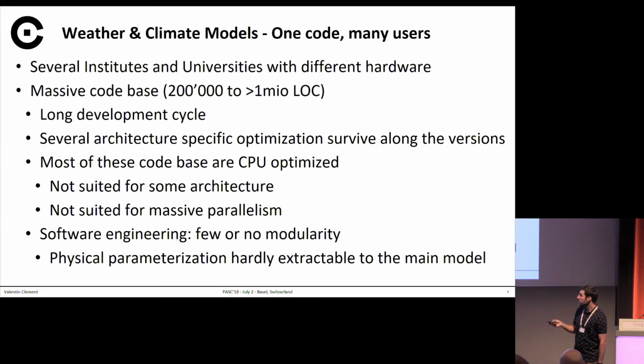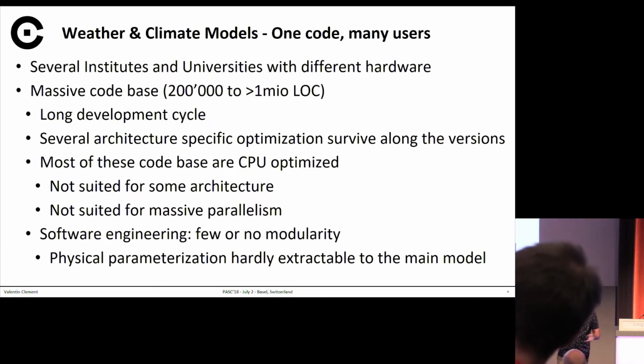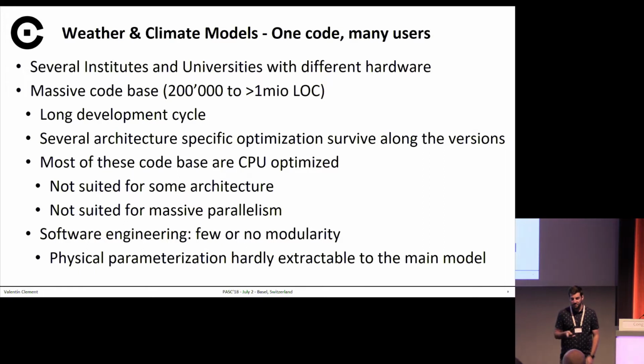There are lots of architecture optimizations that have survived along the different generations of computers. You still find some optimizations for vector machines that were used 10 years ago that are still in the code, but nobody knows why, so they are afraid to remove them. And of course, most of this code is optimized for CPU because most users of those codes run CPU supercomputers at the moment. And in terms of software engineering, because I'm a software engineer, there is no or little modularity in those codes. If you want to isolate one physical parameterization in the code, you will end up with half of the code with you because everything is really tied together and it's really hard to refactor that.